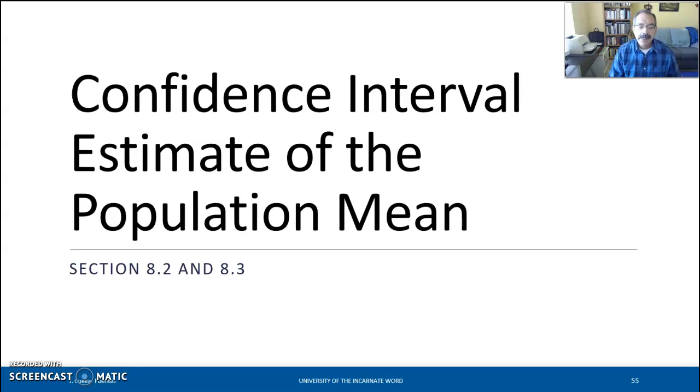This is segment 7 of the module 7 lecture. And here we're going to talk about the confidence interval estimate of the population mean. And this covers sections 8.2, but primarily 8.3.